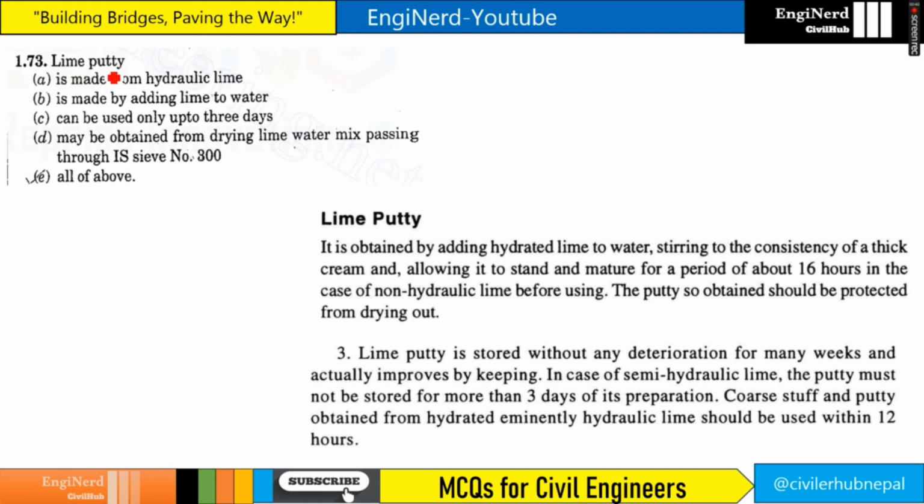So here is another question: lime putty is made from hydrated lime, is made by adding lime to water, can be used only up to 3 days, may be obtained from drying lime water mixed passing through IS sieve number 300. So the answer is all of the above. This is the question from R. Agor.